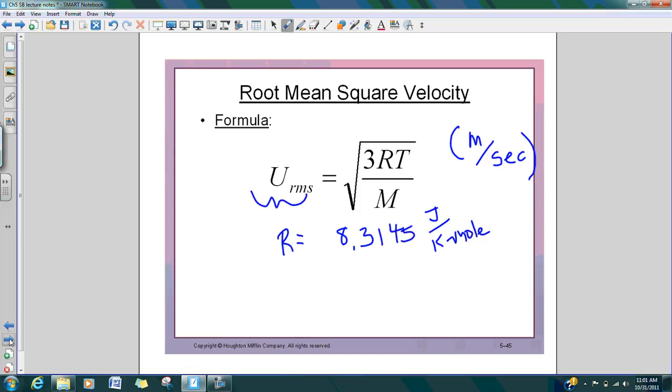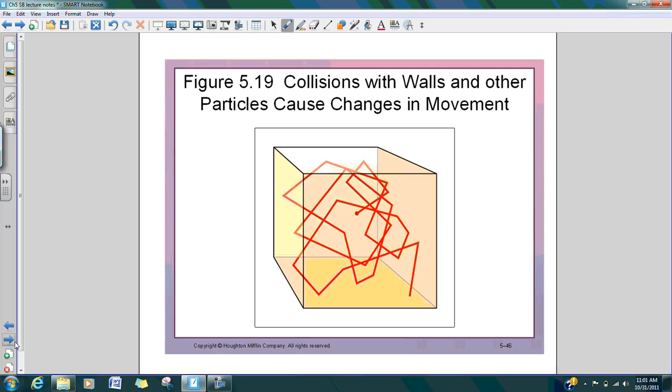Okay, so if we take a look, the collisions with the walls and other particles cause changes in movement. Again, we talked about how the particles move independent of each other. The energy is conserved. So they collide with the wall, they move in straight line patterns independent of each other, but as more and more collisions happen, you are increasing the pressure.